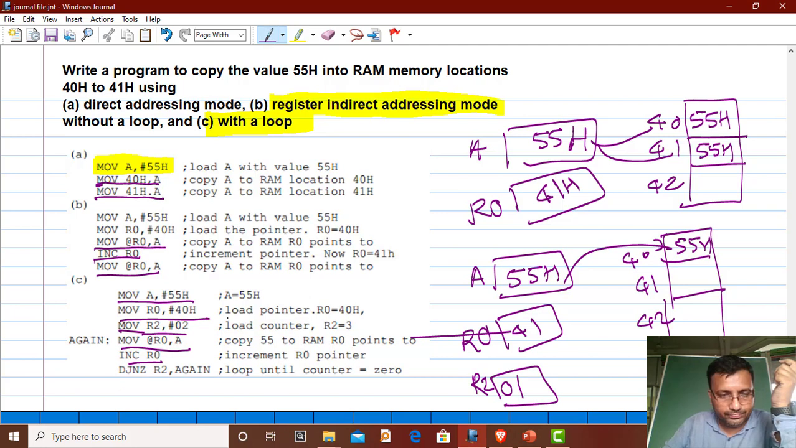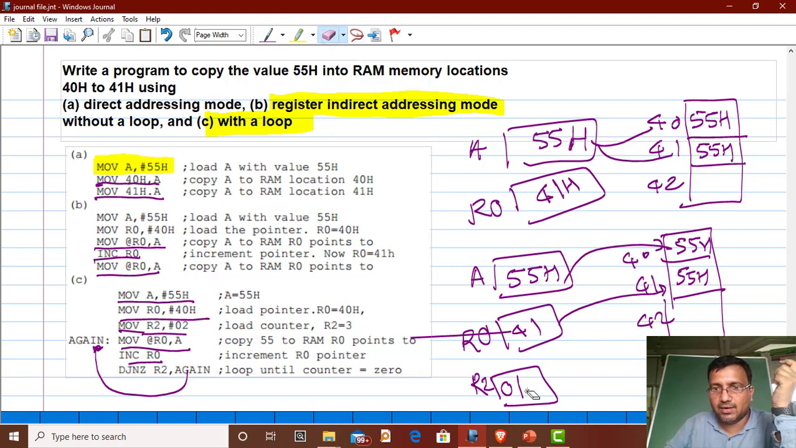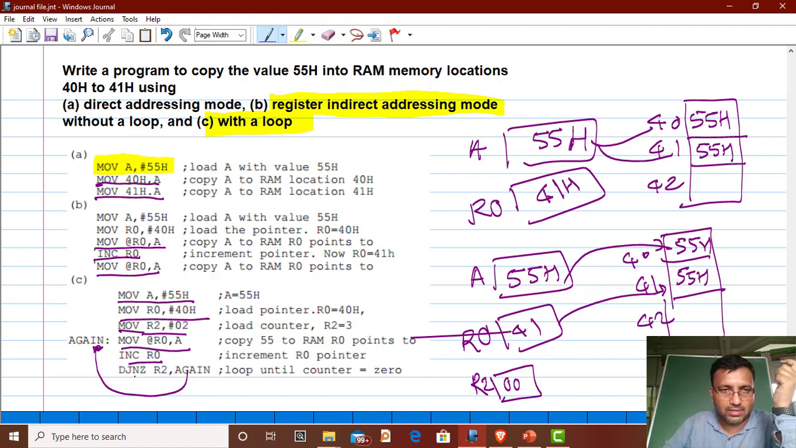Okay, so here it is a loop like this. The PC will jump here, and then again it will load A to @R0. R0 is now pointing towards 41, so the A contents, that is 55H, will be moved here again. Again it decrements R2 by 1, so now R2 contains 00. Now this instruction fails and it comes out of the loop. So like this it executes. Both ways execute the same thing.